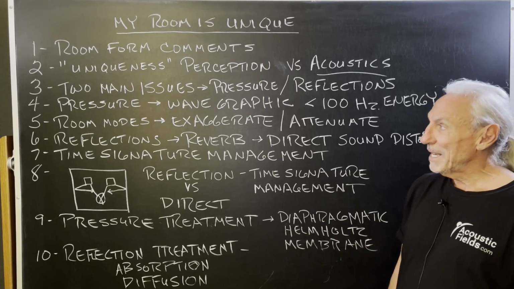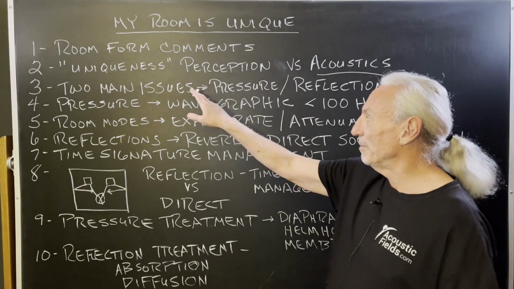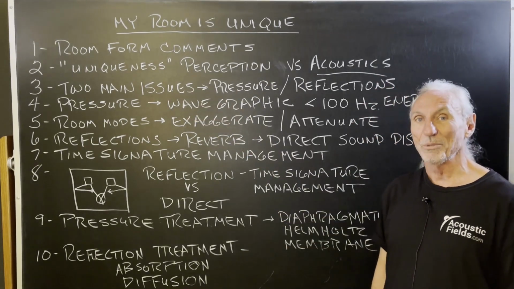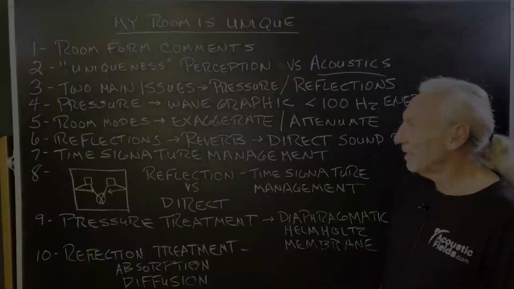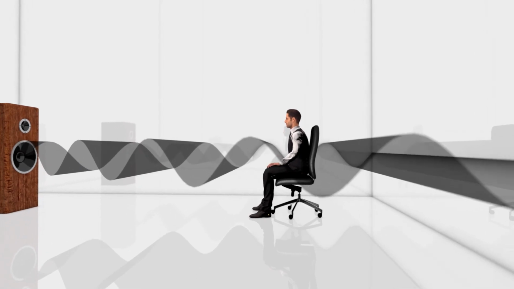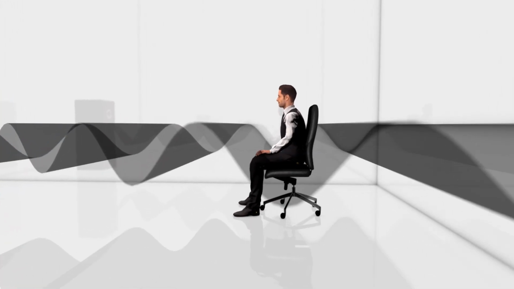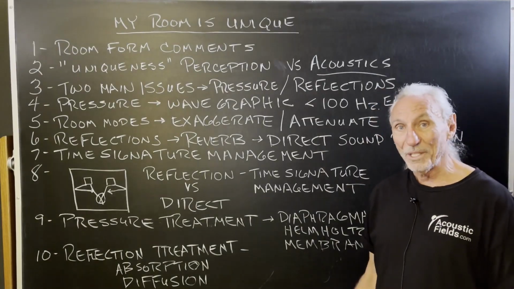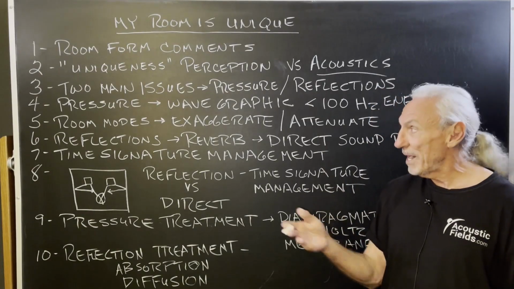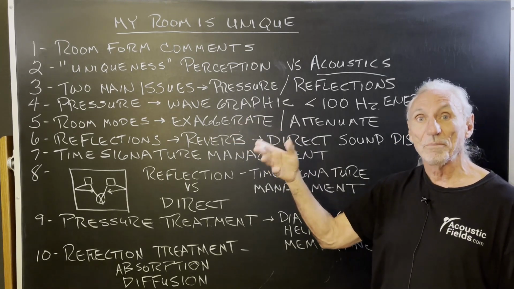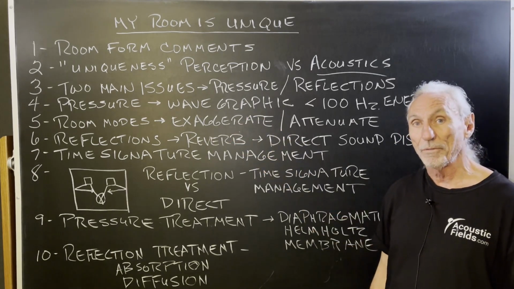So the main thing that you want to focus on in a room is two issues, pressure and reflections. Those are the only two things that you really need to be concerned about. Low frequency pressure, you can see in this graphic, it's a series of oscillating energy throughout the room. We've all heard the term room modes. Well, this pressure wave that you see in the graphic exaggerates certain frequencies. There's a layman's term, bass boom. I think most people are familiar with that.